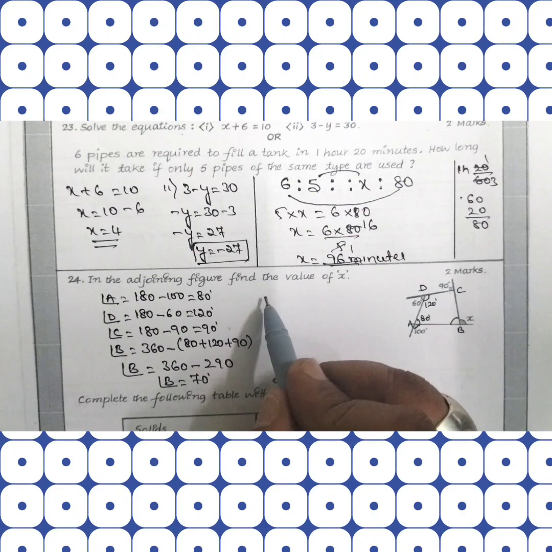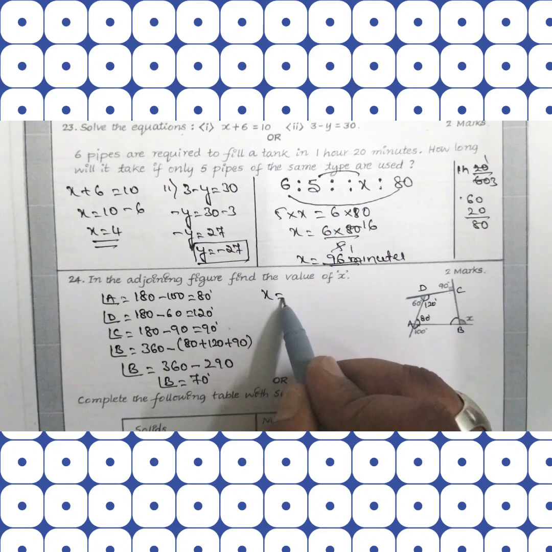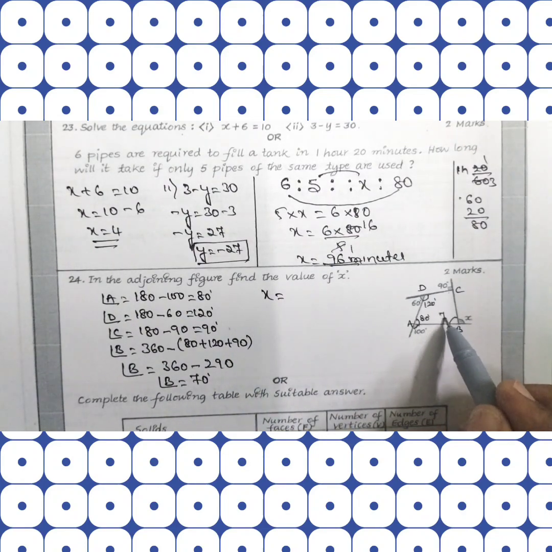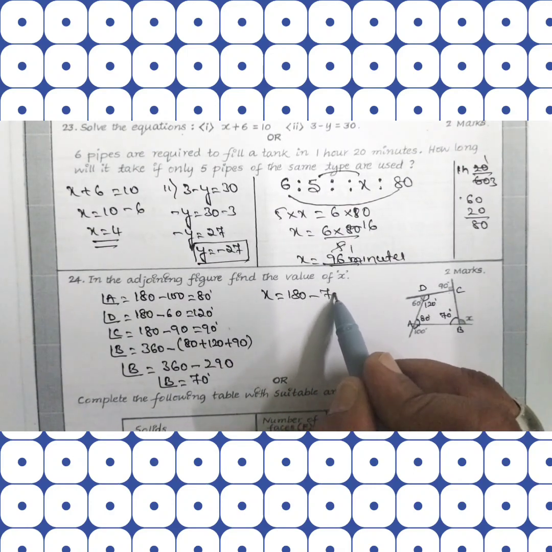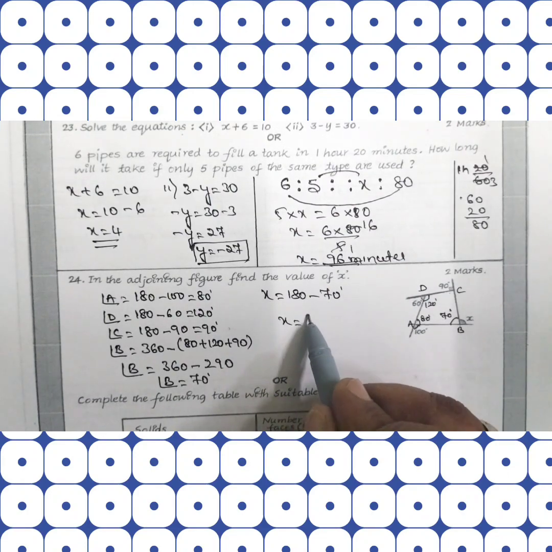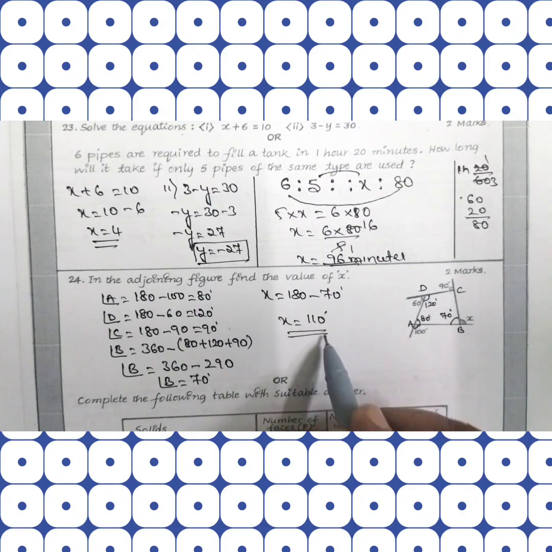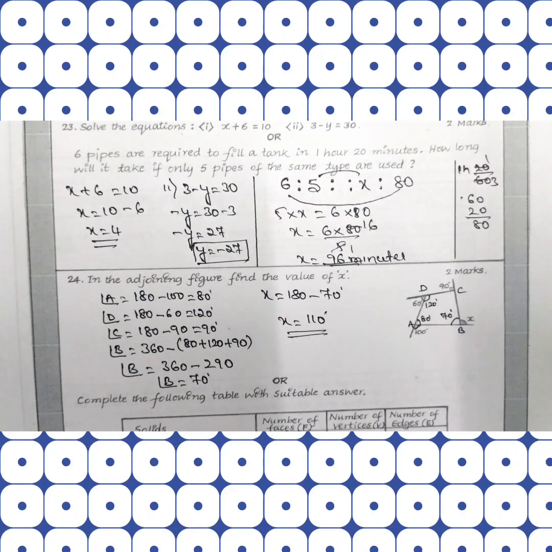Now let us find out x. So x is equal to, since this is 70 degrees, these two added together should be 180. So x is equal to 180 minus 70, therefore x is equal to 110 degrees. So like this we have to find out the value of x.